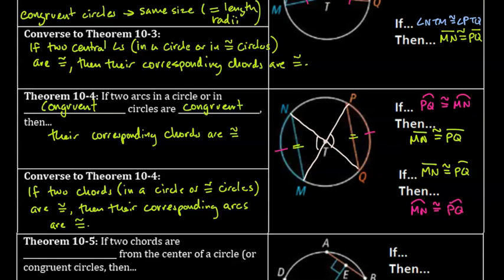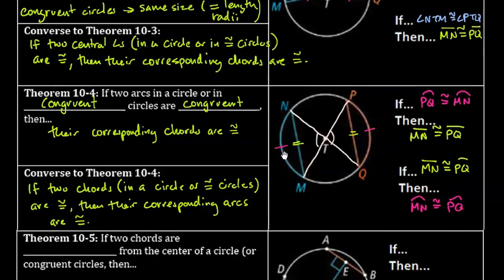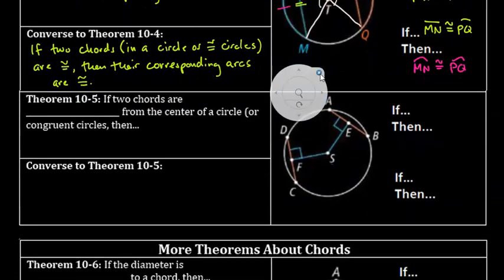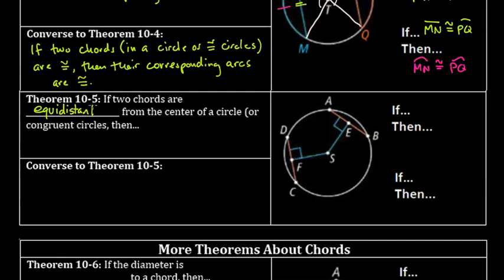And then building off of the same idea, we can go look at theorem 10-5. And this one talks about two chords that are equidistant from the center of a circle or from congruent circles. So I'm looking at these two chords here, segment AB and segment DC. Now, if S is the center of my circle, then the length of segment SF would represent the distance from this chord to the center. And I know that because segment SF is perpendicular to my chord.